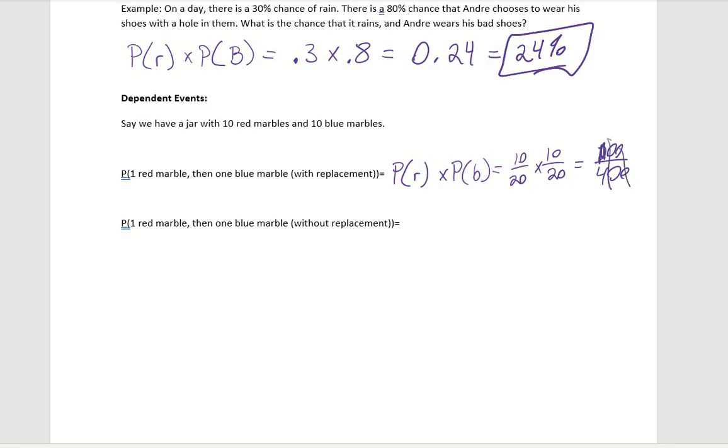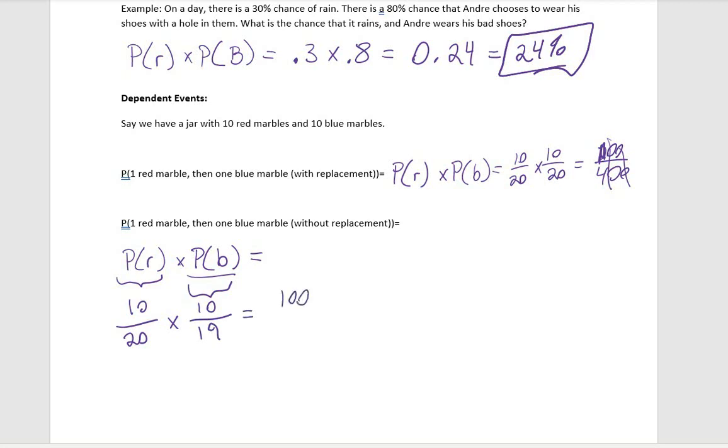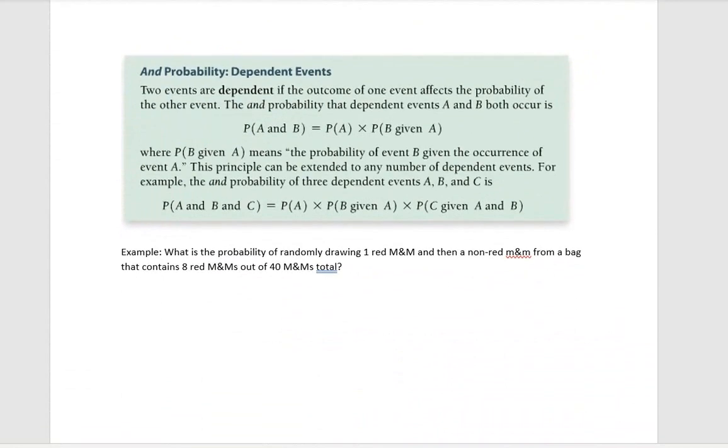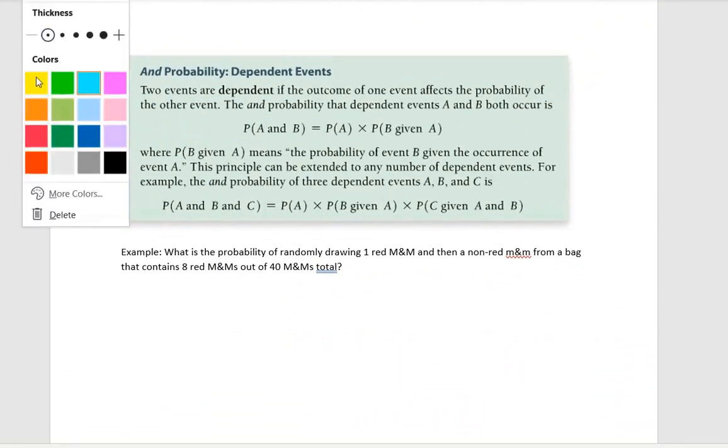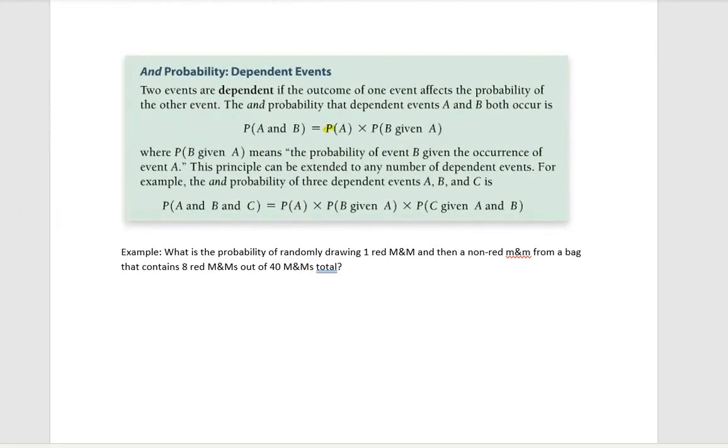However, if we pull out a red marble and then one blue marble without replacement, well, that changes things. So the probability that we pull out a red marble times the probability we pull out a blue marble. For this one, I originally have 10 red marbles and I have 20 marbles total. On this one, if I don't put that red marble back, then I still have 10 blue marbles, but now I only have 19 marbles total. So that will give me 100 out of 380, right? So it cuts down our probability a little bit. So whenever you're doing probabilities that have dependent events, that means one depends on the other one, what you're going to do is similar to the last one, but when you multiply, you have to assume that A has happened. That means that you have eaten or you haven't put something back.